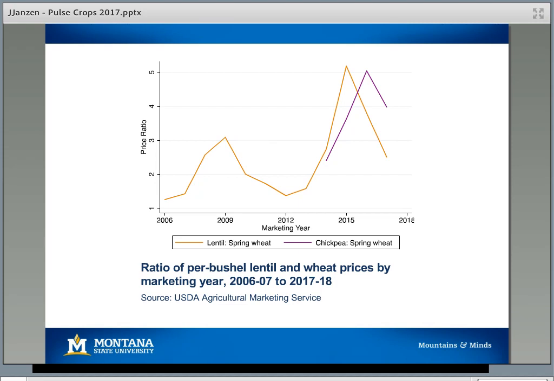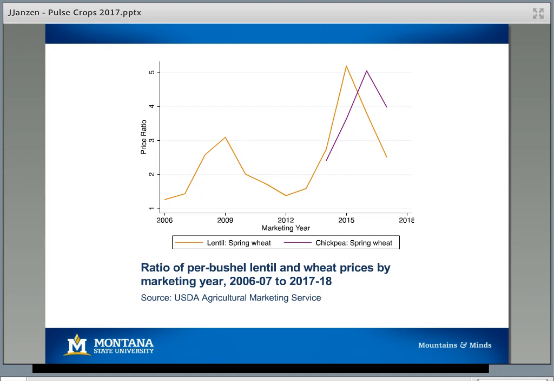Right. Well, a couple of things. The caveat to point out here is these two markets aren't as closely related as corn and soybeans. So I don't want people to get the idea that, well, this ratio is really high.